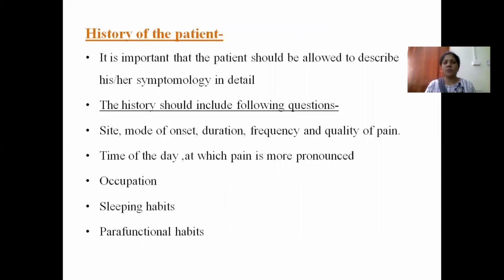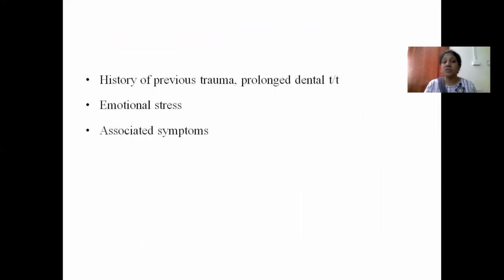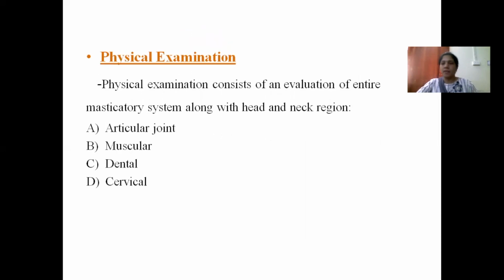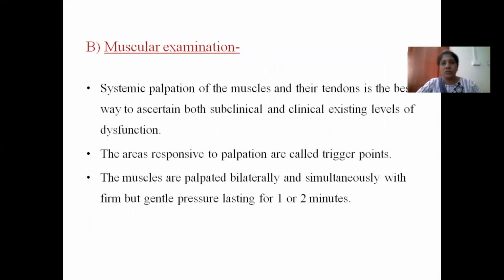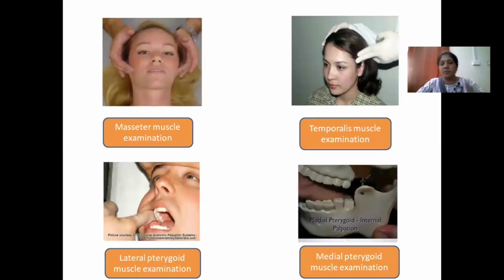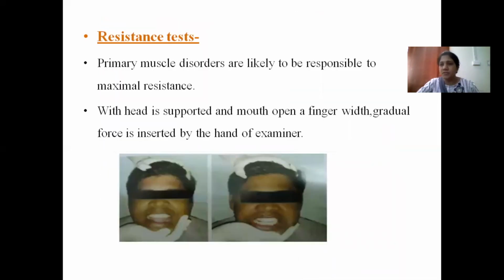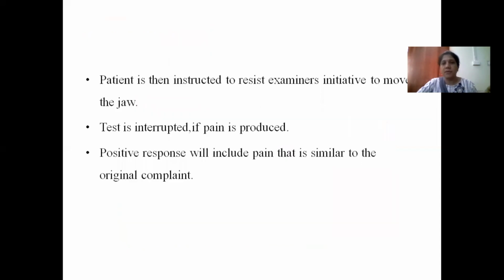Then other things like occupation, sleeping habits and parafunctional habits. History of previous trauma, prolonged dental treatment, emotional stress and associated symptoms should be asked to rule out any etiologic factors. Now you have to do the physical examination. It is under articular, muscular, dental and cervical. Articular, that is TMJ examination, should be done thoroughly so as to rule out that the TMJ is not involved. Muscular examination, muscles should be palpated for trigger points like masseter, temporalis, lateral pterygoid, medial pterygoid. Resistance test should be performed against the action of that particular muscle so that pain will be produced and the muscle will be diagnosed.